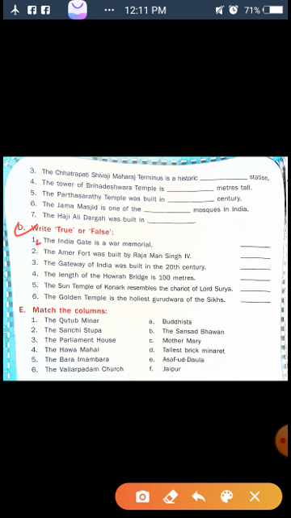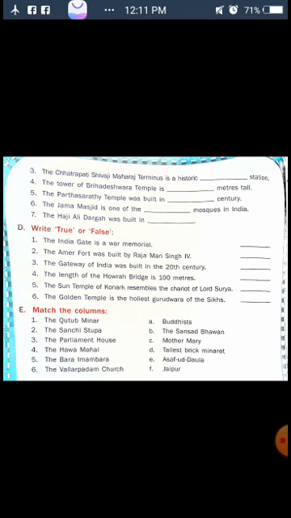Number 1, first question: the India Gate is a war memorial. So it is true. Number 2, the Amer Fort was built by Raja Mansingh IV. Raja Mansingh, it is I, but here it is written IV. So this is false. Question number 2 is false.